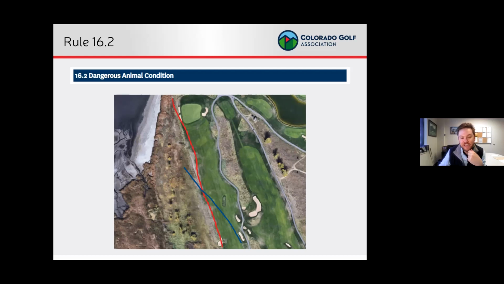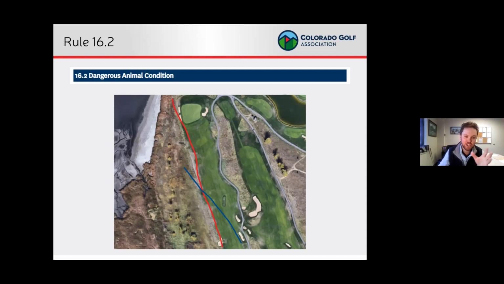Or if I take penalty area relief, this does not mean that I go right where the fairway is nearest to where the ball lies. I am taking relief under Rule 17. And when we do that, where did the ball last cross the penalty area? That's whatever, 50 or so yards back. And from here, I take my relief.